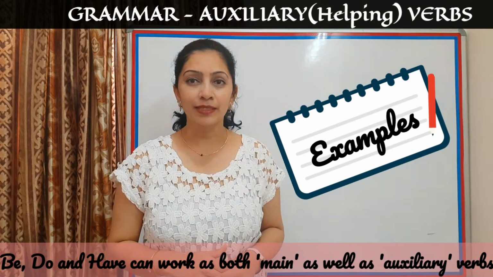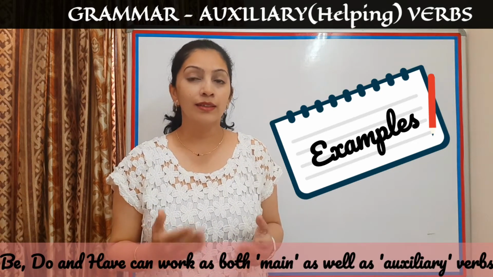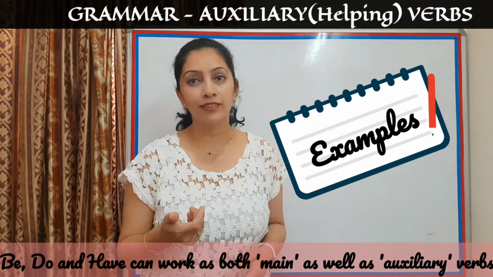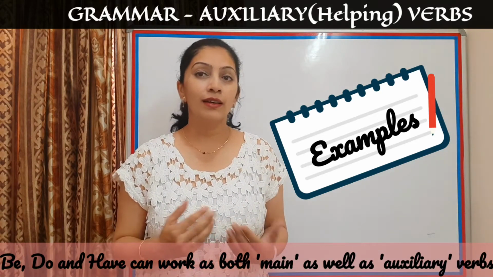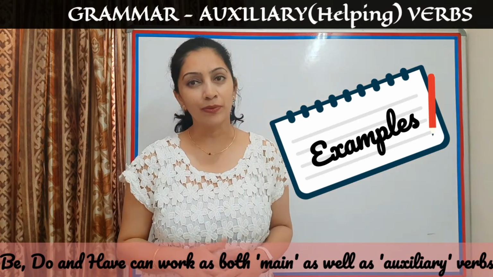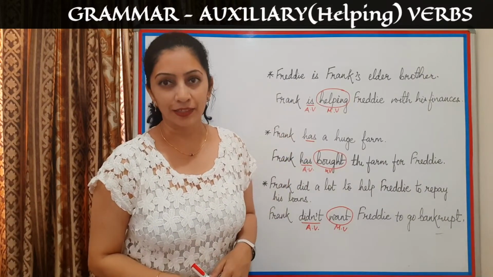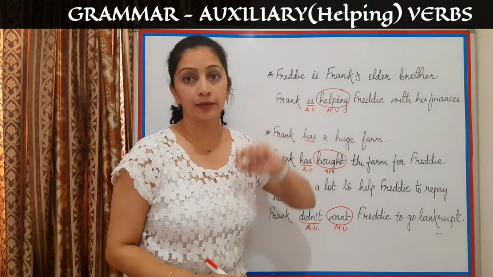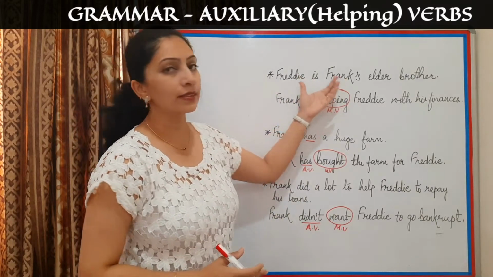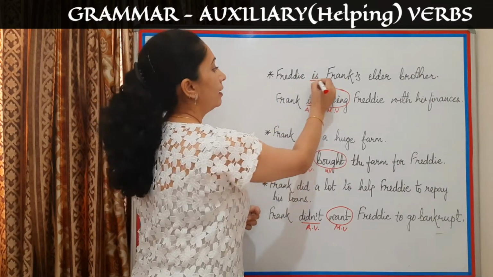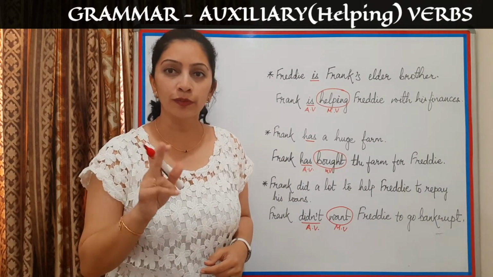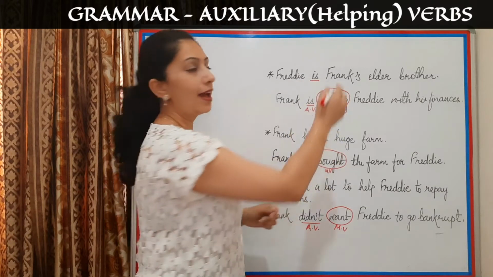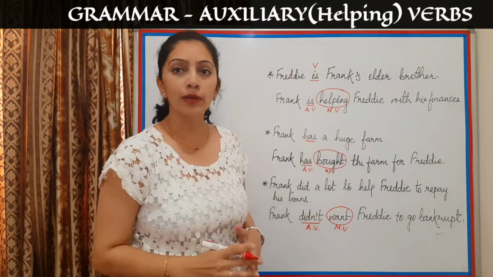Let's see some examples where we can know how the auxiliary verbs be, do, and have have a dual nature, that is, they act like both an auxiliary verb and a main verb. So let's analyze these sentences first. Look at the first sentence. Freddie is Frank's elder brother. Now, if you look at this sentence, the verb here is "is", which is the present form of be. Since there is no other verb in the sentence, "is" here acts like a main verb.